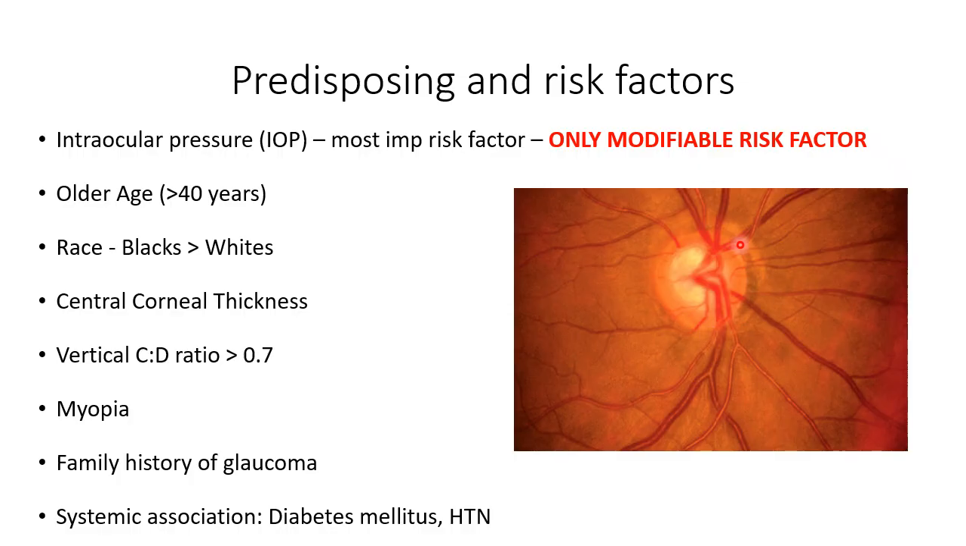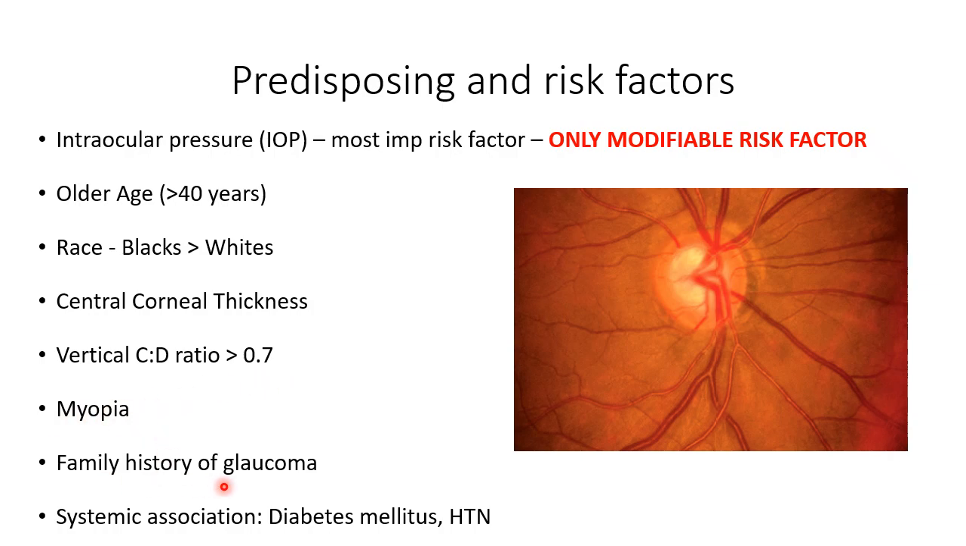We will understand the ultrastructure of this appearance in the subsequent slides. So by ratio we mean the ratio between that pale cup and the entire optic disc. That ratio more than 0.7 is a risk factor. However, mind you, this ratio can also be physiological.